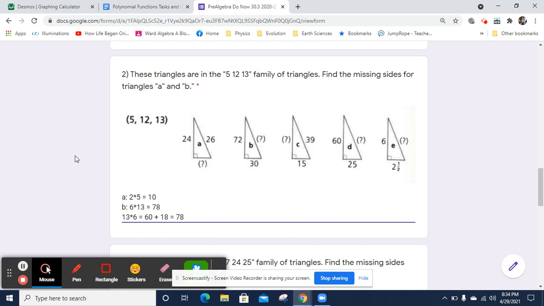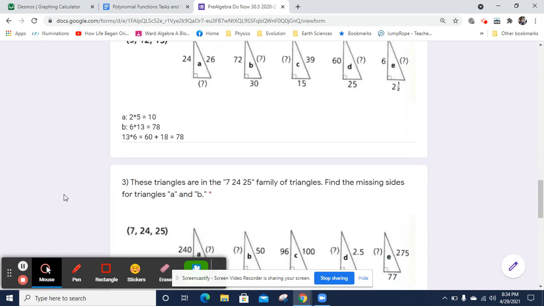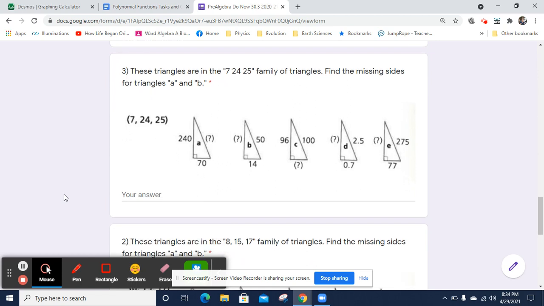Okay. Now let's go on to the next one. Here we are looking at the 7, 24, 25 triangle. So we've got a 70 and a 240. Well, that's just scaled up by 10. This is 7 times 10 and 24 times 10. So that has to be 250. So A is 10 times 25, which is 250.